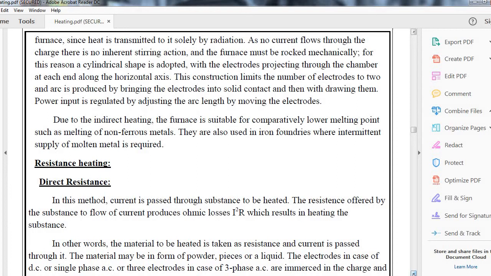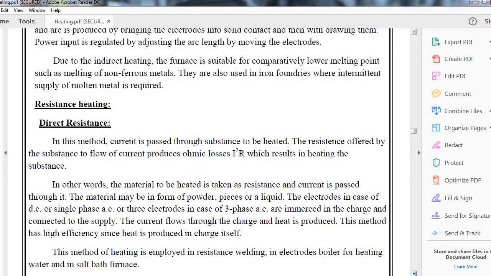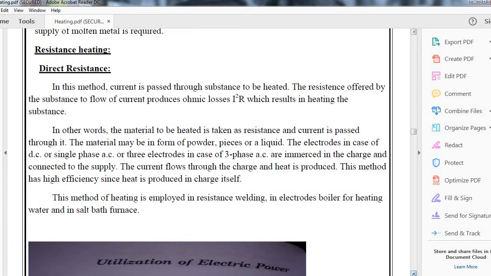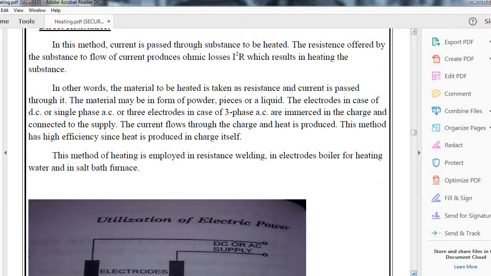Resistance heating is also of two types: direct resistance and indirect resistance. In the direct resistance method, the current is passed through the substance to be heated. The resistance offered by the substance to the flow of current produces ohmic losses, I squared R, which results in heating of the substance. In other words, the metal to be heated is taken as resistance and current is passed through it. The material may be in the form of powder, piece or liquid.